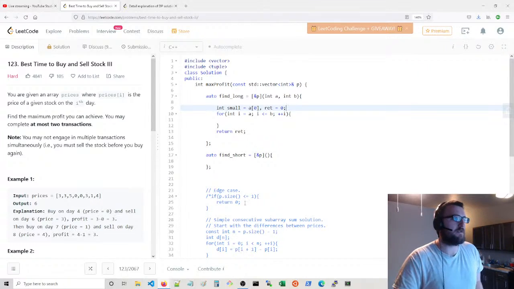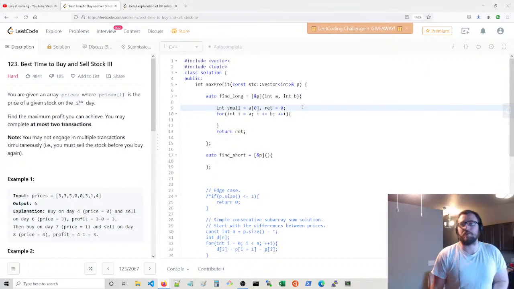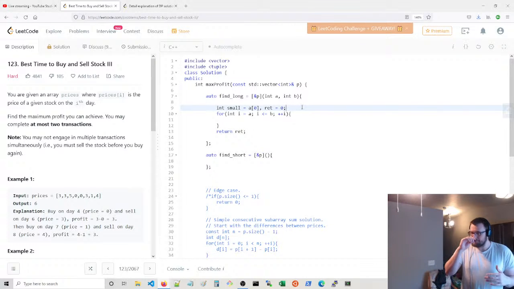Also, I'm kind of talking loudly because in my room I have a machine going here. I don't want to go into too much detail what it is, but I have a machine going.